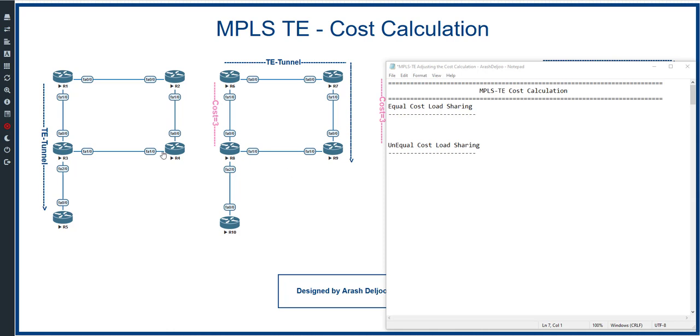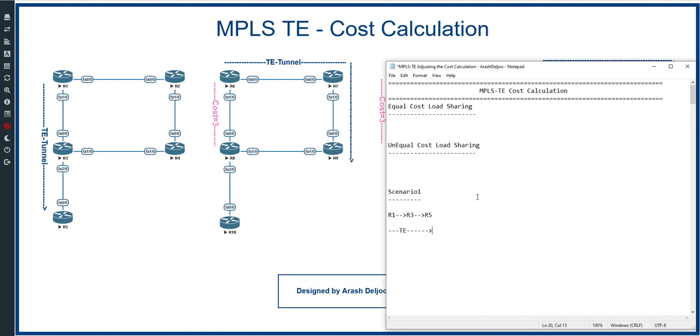And now I'm going to talk about the detail of the cost calculation, and also in some cases equal cost load sharing, and in other cases unequal cost load sharing. Starting from this scenario, scenario 1: when we are configuring a tunnel from router 1 to router 5, assume that I am configuring this tunnel with the explicit path from R1 to R3, then R5. Okay, this is our tunnel. How can we calculate the cost?